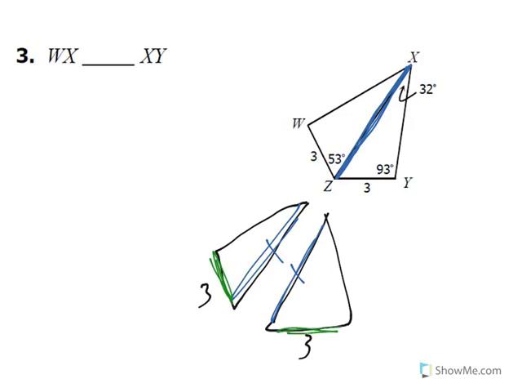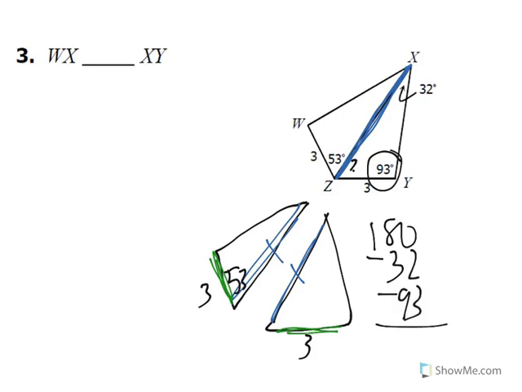Now we're looking at the angles. We want the angle to be in between the congruent sides. So the 53 is in between the congruent sides, but the 93 is not. We need to figure out what this angle is first. So using our triangle sum, subtract those from 180, and that gives us 55. So this angle that's in between the two sides is 55 degrees.